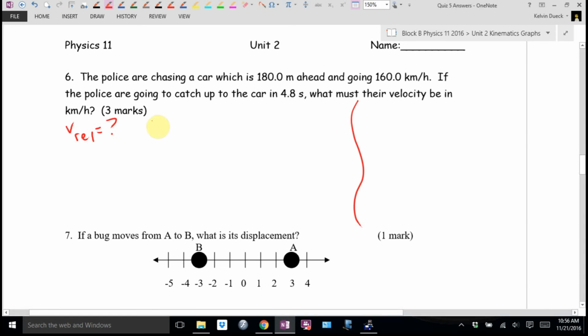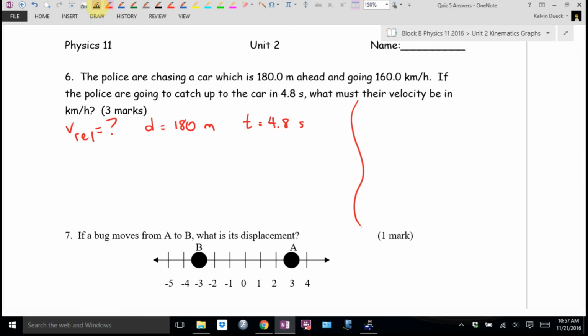Well, the distance that the police have to travel to catch up to the bad guys is 180. That's really a relative distance. They're both moving, but that's okay. I'm just pretending that the bad guys are standing still. Mathematically, it works. The time that we have is 4.8 seconds.